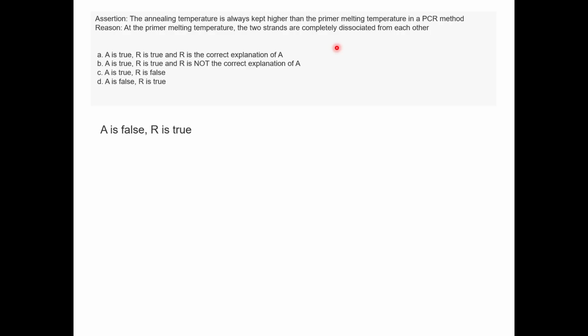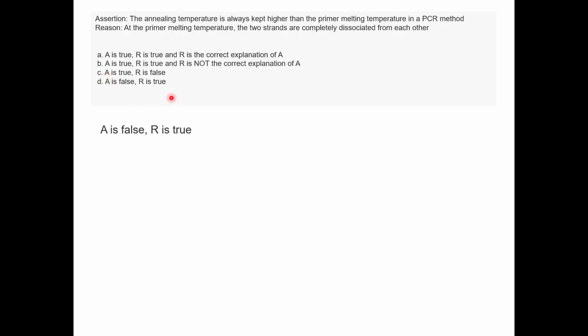If the primer melting temperature is, for example, 63, the annealing temperature should be 3 to 5 degrees less than that. That is, it should be between 58 to 60. So A is definitely false, so it eliminates the first three options.